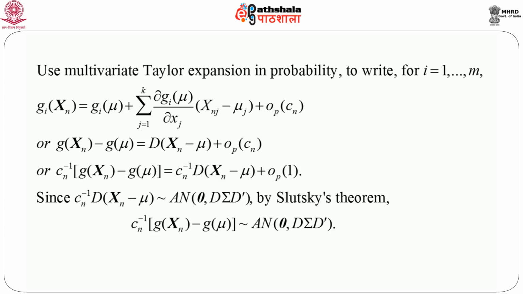Since Cn to the power minus 1 into (Xn minus mu) follows asymptotic normal with mean vector 0 and dispersion matrix D Sigma D prime, then using Slutsky's theorem and the previous approach, we immediately have Cn to the power minus 1 into (g(Xn) minus g(mu)) follows asymptotic normal with mean 0 vector and dispersion matrix D Sigma D prime. So, that actually concludes the proof in case of multivariate distribution for the delta method.